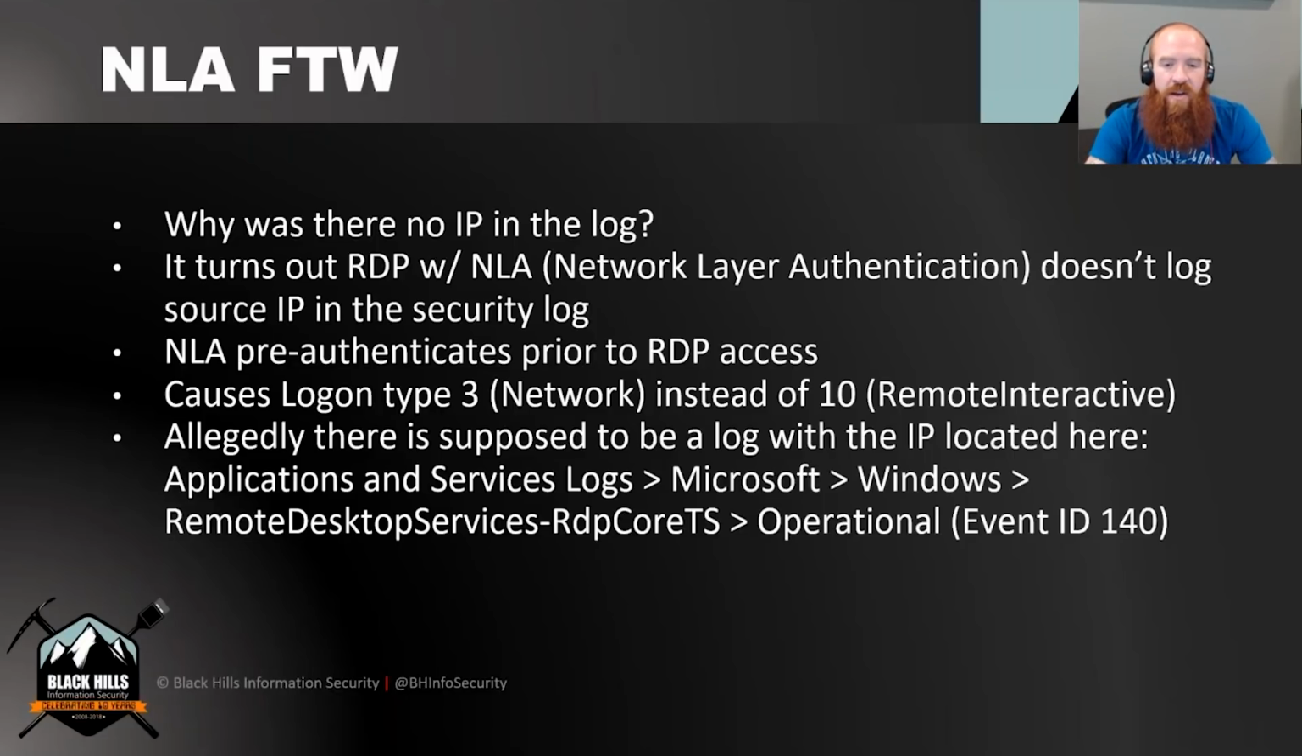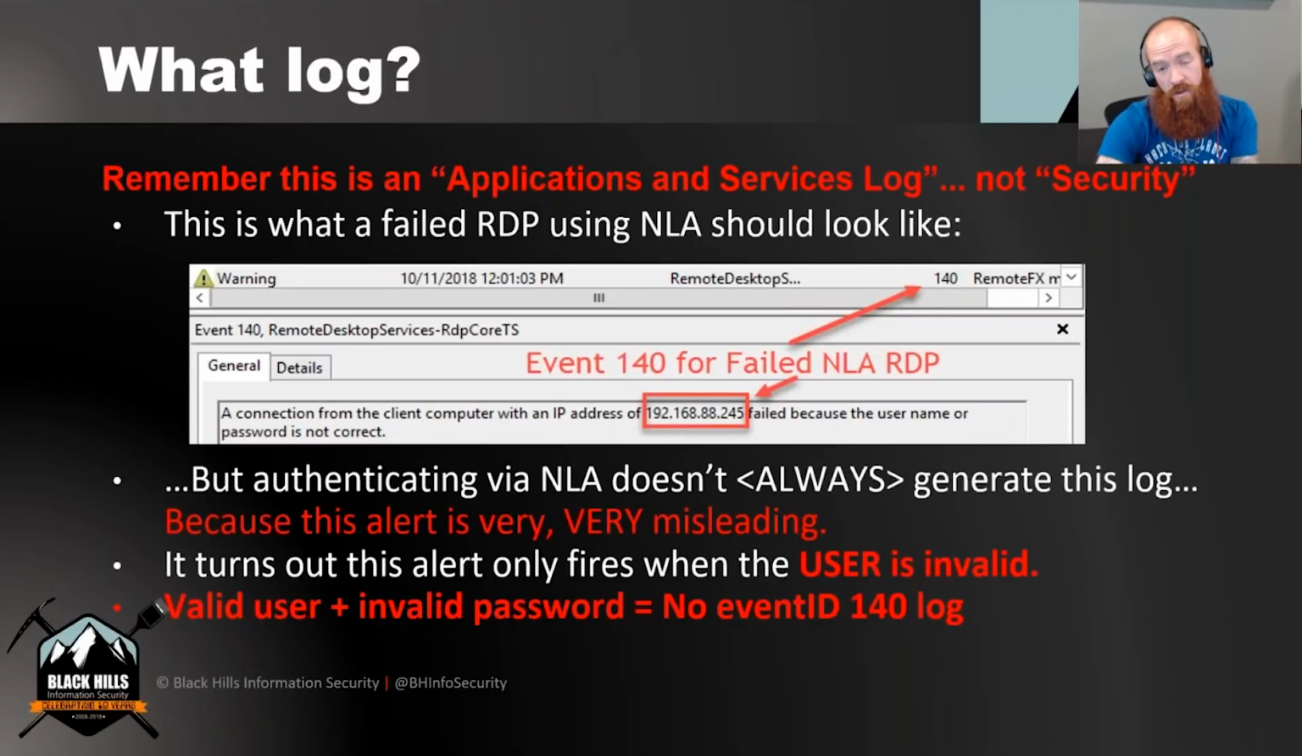And so I started just Googling around, and I found some people saying there's supposed to be another log that NLA should log to in the applications and services log, and it should be this operational event ID 140. So I started looking at that, and what we found is that an event where you submit a failed login using a username that is not a member of that domain will in fact generate that log. It will tell you a connection from this client computer with the IP address of the attacker's system failed because the username or password was not correct.